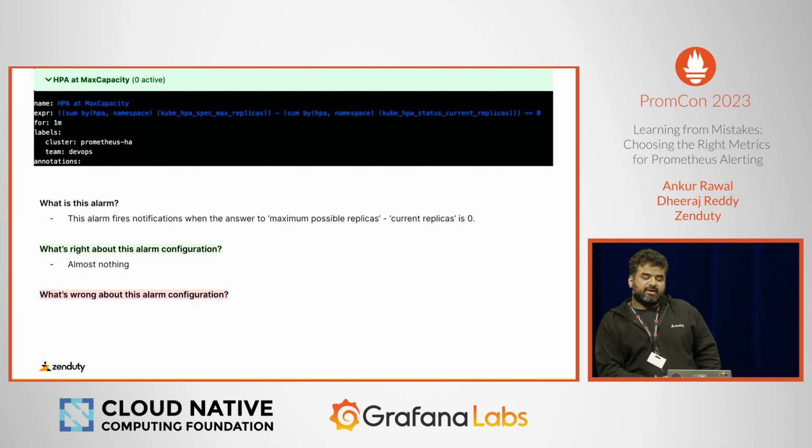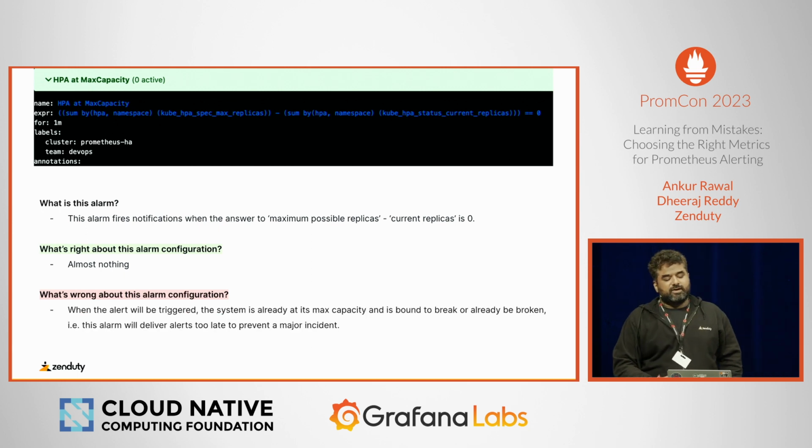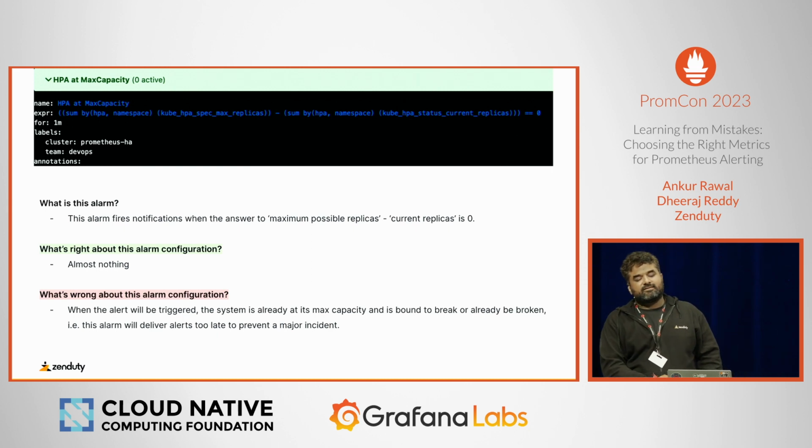The next HPA alert will be for the maximum capacity. So if you see, we have already set an alert for our maximum HPA capacity, right? But there's something wrong with that. If you get alerted for HPA reaching the maximum capacity, you're already too late, right?